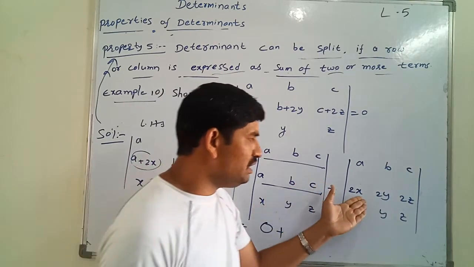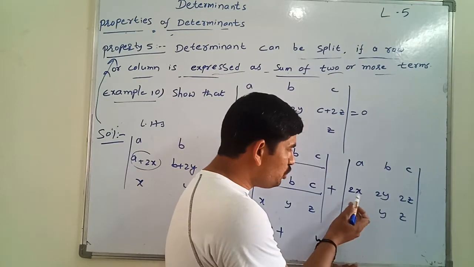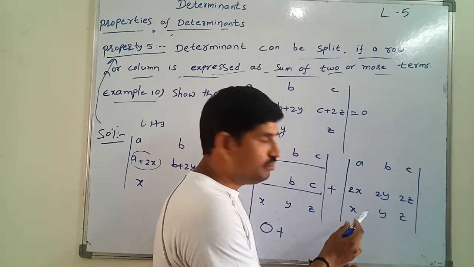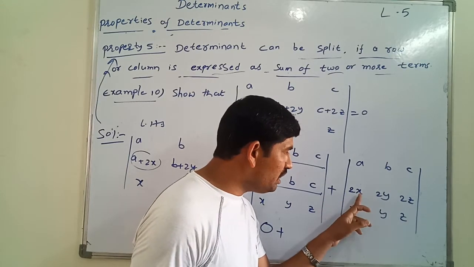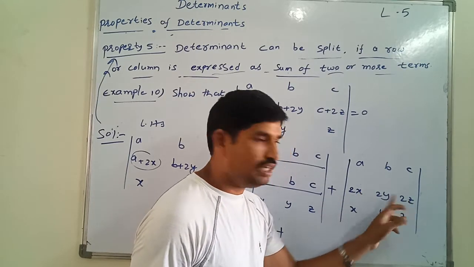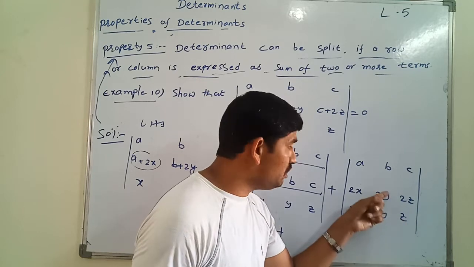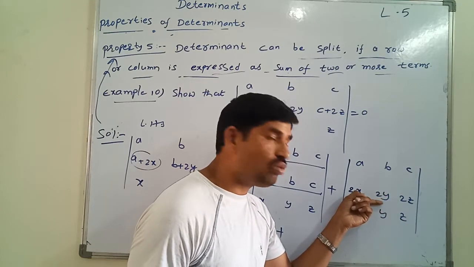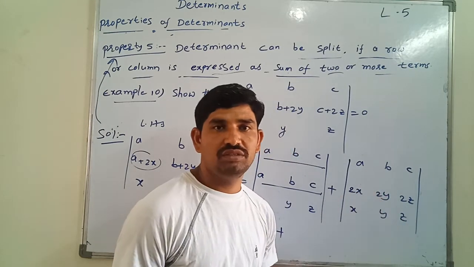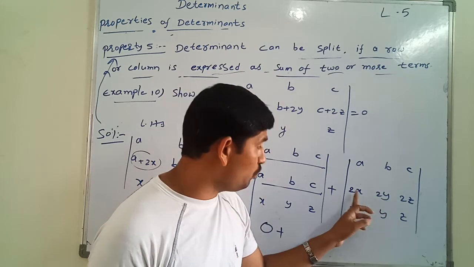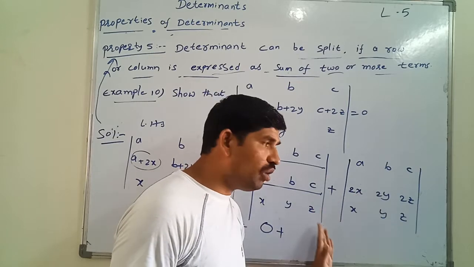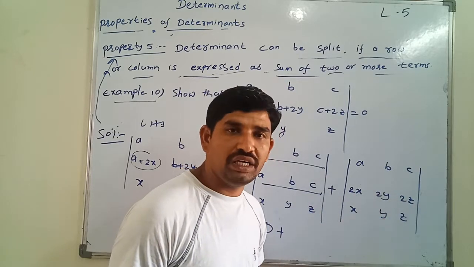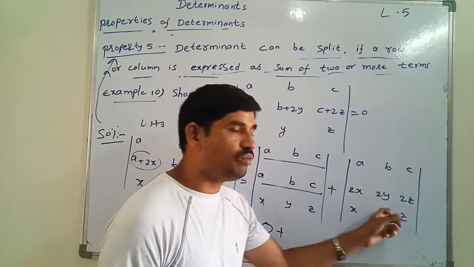And in this one, suppose we take 2 common. By taking 2 common, the left out part is x, y, z, and here also x, y, z. Again, the second row and the third row are identical. Taking 2 common is property number 4. By taking 2 outside, again two rows are identical. This is the third property, and this is the fourth property.